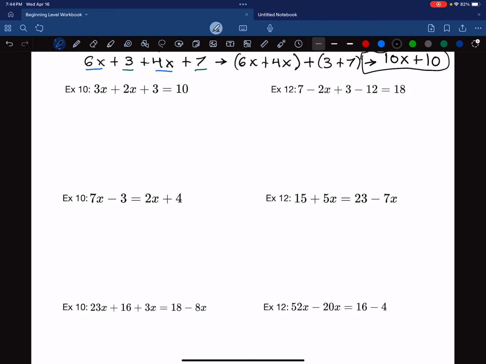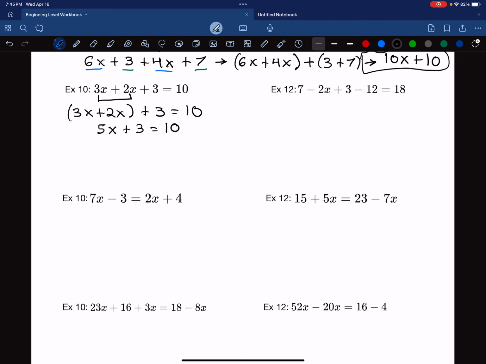So what I want to do first is add the 3x and 2x, because they are like terms. So I'm going to add this 3x and this 2x. I'm going to put that in parentheses so we know what we're doing first. Since 3 plus 2 is 5, we're going to get 5x. Then we add the 3 and set it equal to 10.